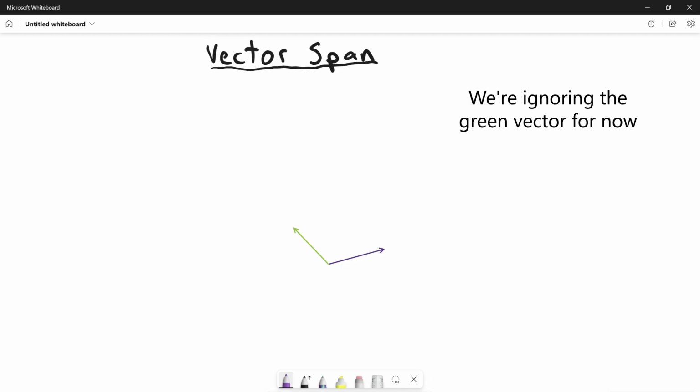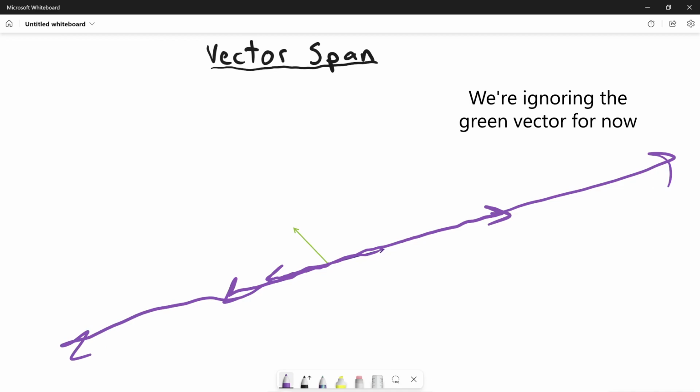So let's multiply our purple vector by -1. If we do that, we'll get something that looks like this, the opposite direction, right? Or if we multiply it by -1.5, we'll get something that looks like this. Or if we multiply it by 3, we'll get something that looks like that, right? And we can keep going to get every single point along this infinite line. So the span of that vector is an infinite line.